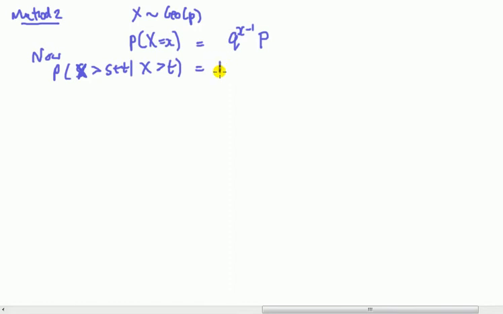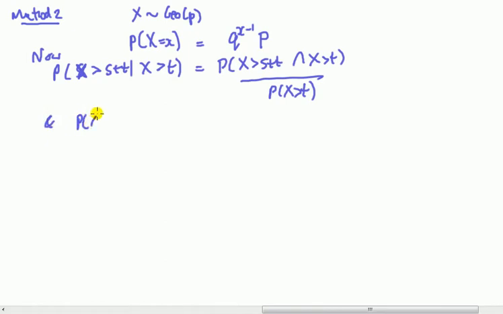Is equal to the probability of x bigger than s plus t and x bigger than t, over the probability x is bigger than t. Take the top bit here, the probability of x bigger than s plus t. I know I do have to repeat all this again, but I'm just doing it so that it's familiar to you. Same as saying x is bigger than s plus t, so now going slightly faster.